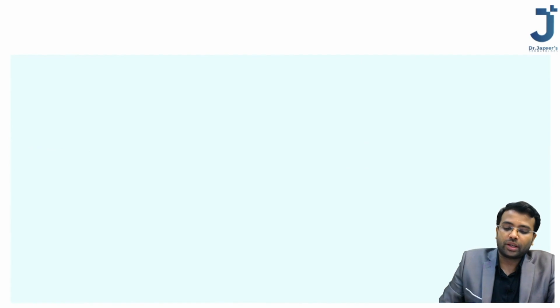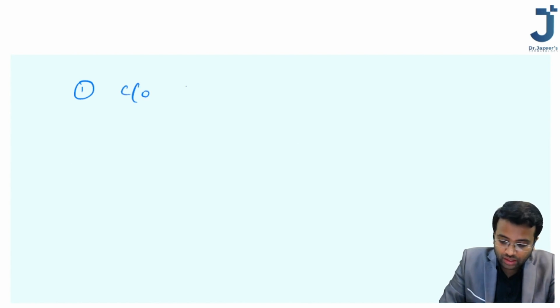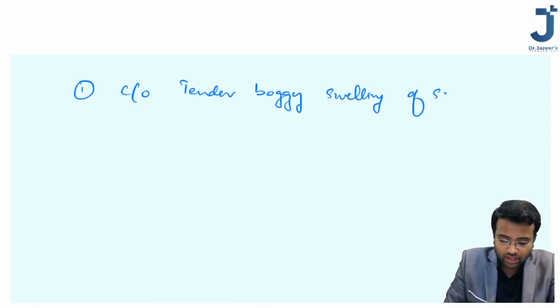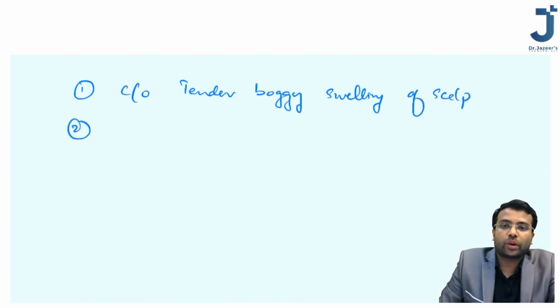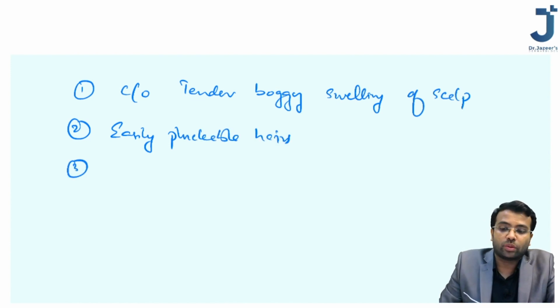In kerion, please try to remember all the important points. First, the patient would complain of a tender, boggy swelling of the scalp. The second is that the patient may complain of easily pluckable hairs. And the next finding is regional lymphadenopathy. Regional lymphadenopathy would be positive.